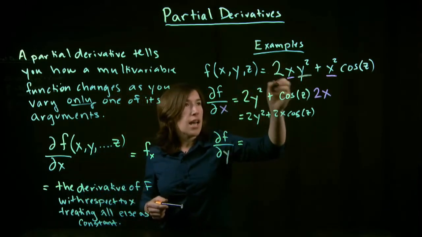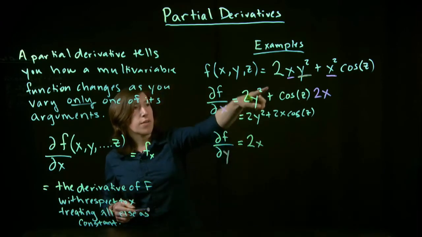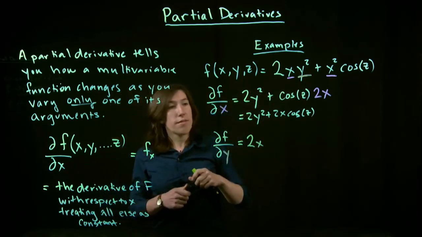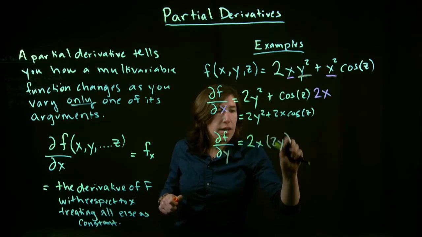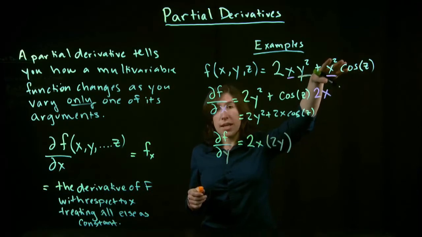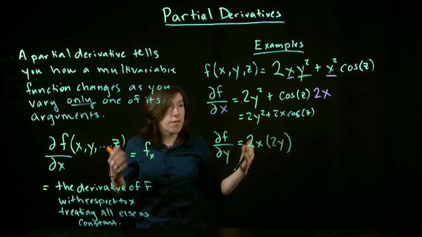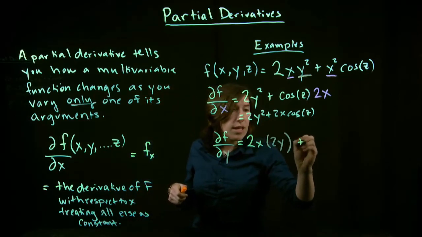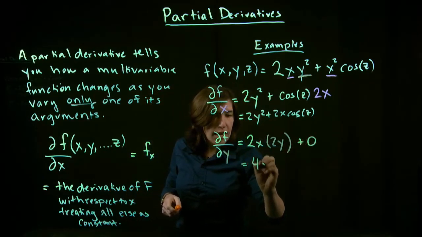So again, we see now the 2x, we're just treating as a constant. They come along for the ride. And then we take the derivative of y squared, which is 2y. And then the second term here doesn't depend on y at all. And so that's just a constant, and the derivative of a constant is 0. So we just get plus 0. And so simplifying, this is 4xy.